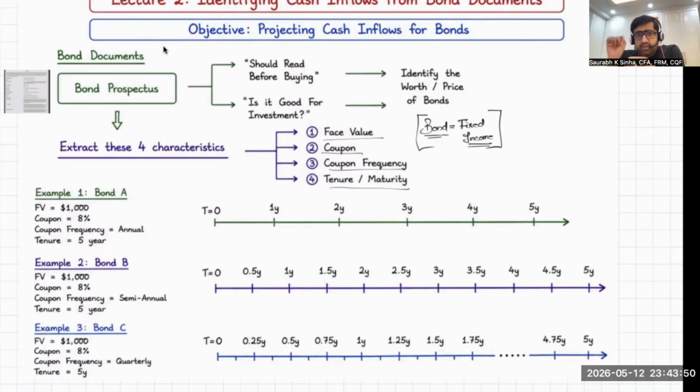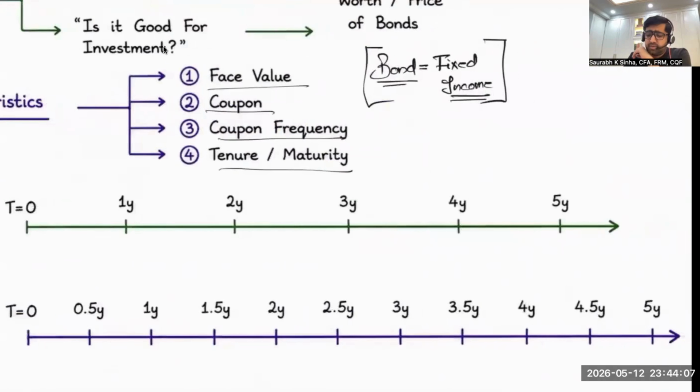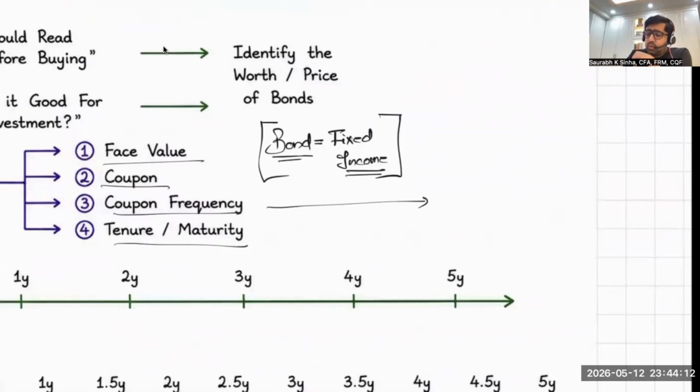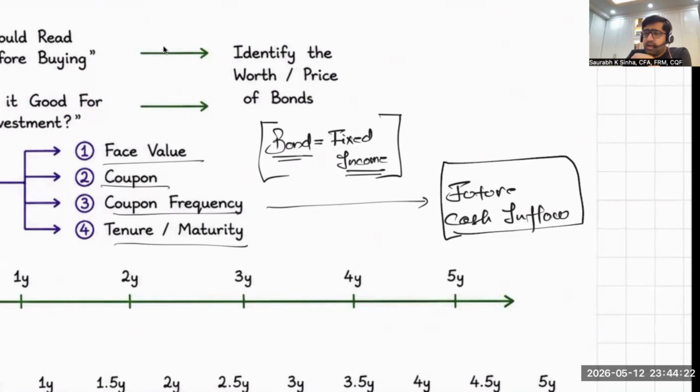Why are you extracting this information? To decide whether it is a good investment or bad investment. But how? How will these 4 pieces of information give you the essence, the knowledge, the gyan, on whether it is a good investment or a bad investment? We'll see that. The reason is these 4 pieces of information will tell you what your future cash inflow would be. And that is the information for any financial instrument.